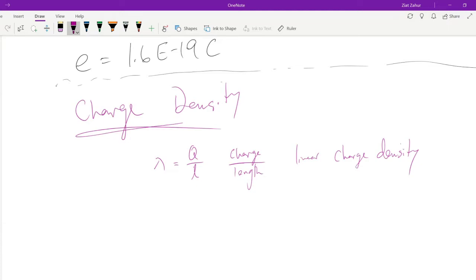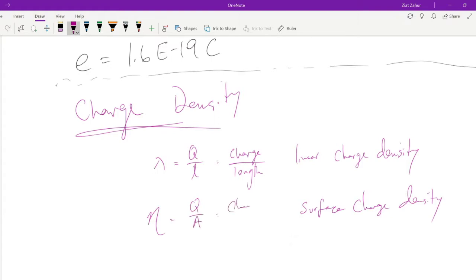Chat, what do we use for surface charge density? Eta is correct. Eta. Charge per area.